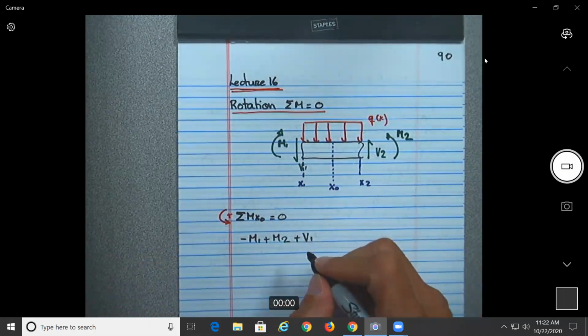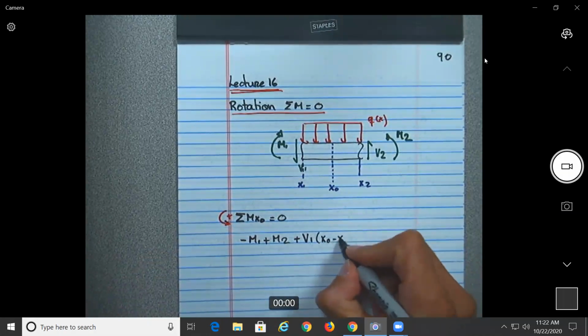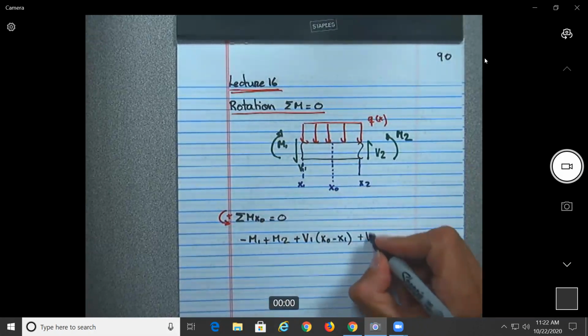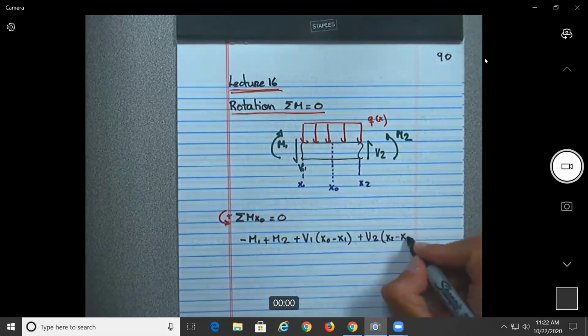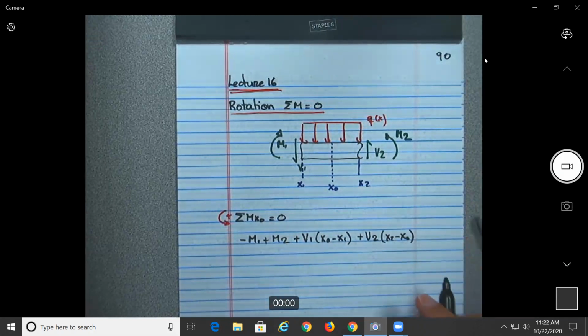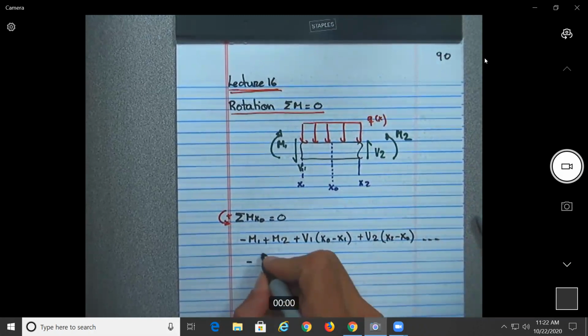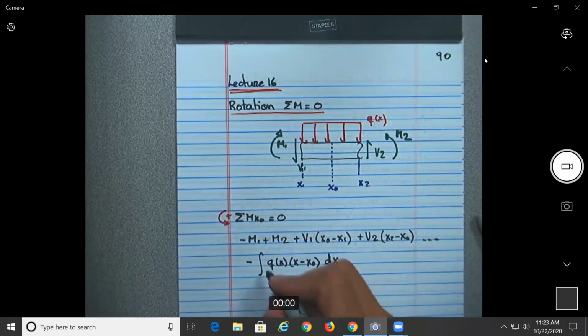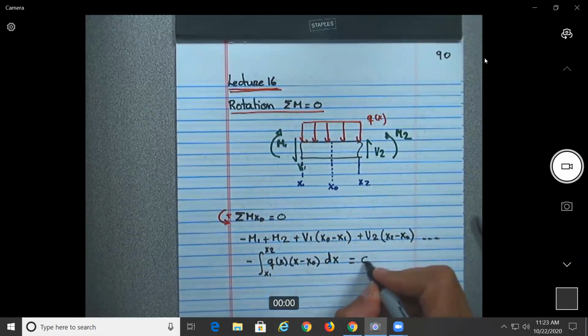Now, plus V1 of x0 minus x1. Down will go counterclockwise, no? And then this one will also go counterclockwise, plus V2 of x2 minus x0. I should leave some more space over here. Now we need to assume what's going to happen with the distributed load. So minus q of x, let's say, times x minus x0, dx. Okay, and this will be between x1 and x2. This should be equal to 0.